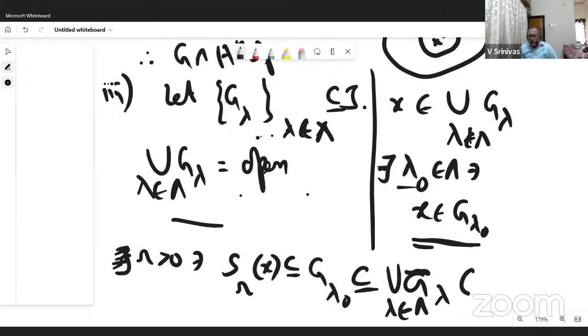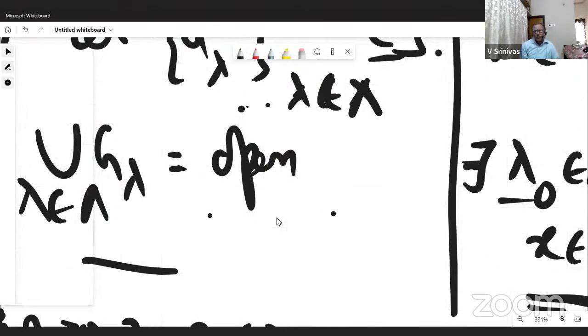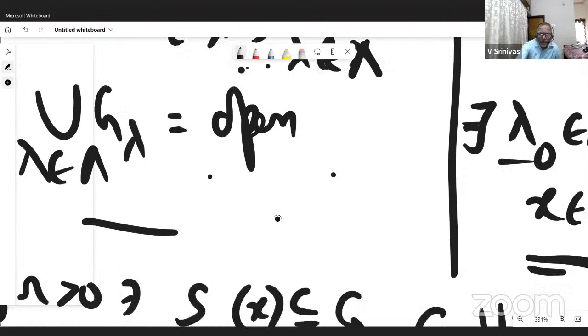Okay, therefore, this is in tau. Means tau is closed under arbitrary unions. That's how our tau becomes a topology on capital X.